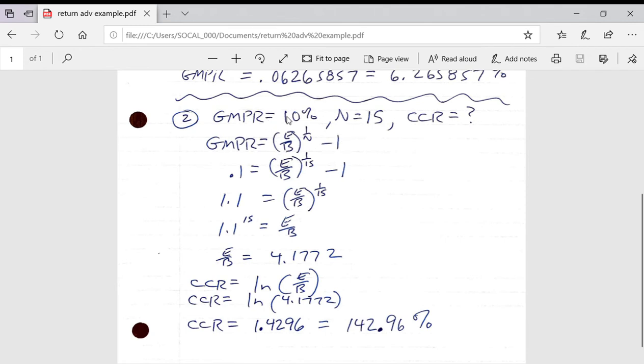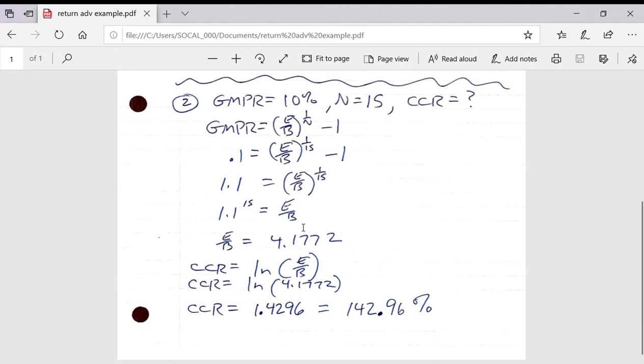So we know GMPR is equal to 10%, so we say 0.1 equals, well, we know n is 15, the 15th root of the price relative minus 1. We add 1 to both sides, and we see 1.1 equals the 15th root of the price relative. And now we raise both sides to the 15th power, and we get 1.1 to the 15th power equals the price relative. And calculating 1.1 to the 15th power, we get 4.1772 is our price relative.